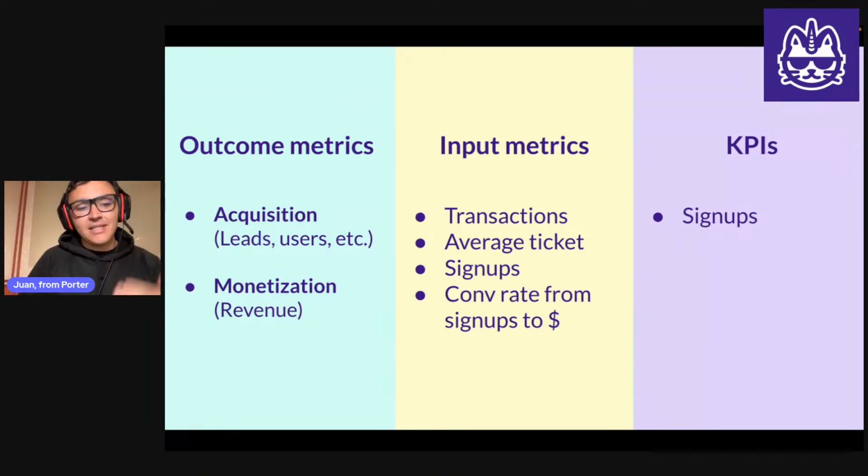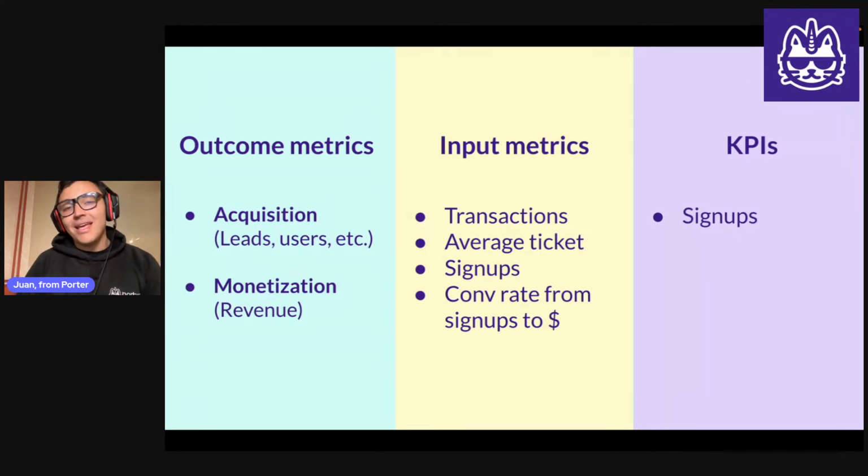Outcome metrics are the metrics that matter to the business in the end. They're the metrics that you are measured by. So for marketing, you are measured by users, by leads, by sign-ups, by customers. And in terms of monetization, it is actual cold cash, how much money you are making in your business. It is your revenue, it is your transactions, it is your customers, it is the money. Outcome metrics are the metrics that we think are the most important.